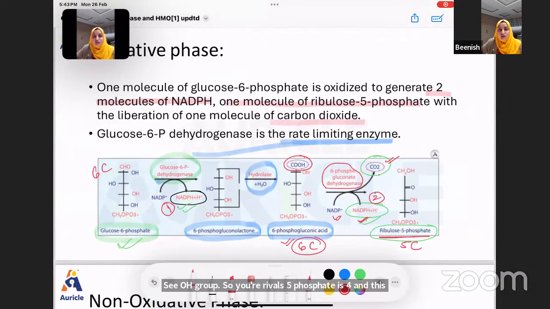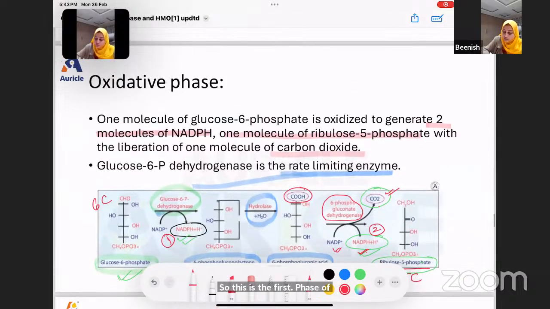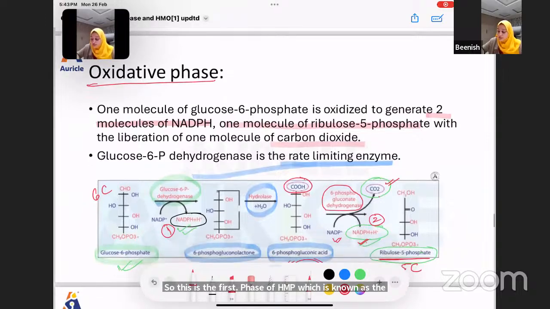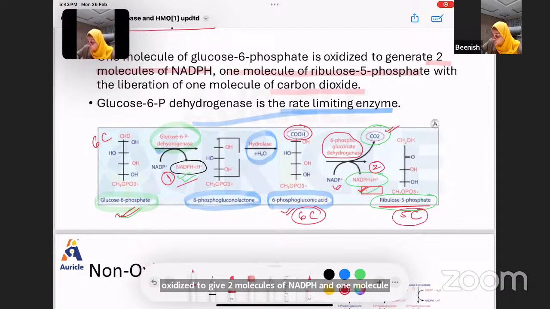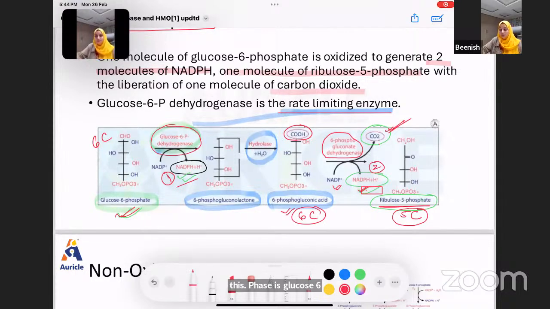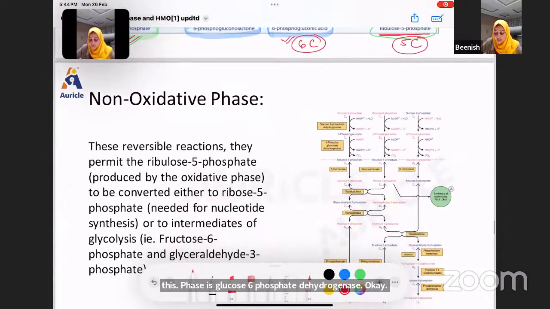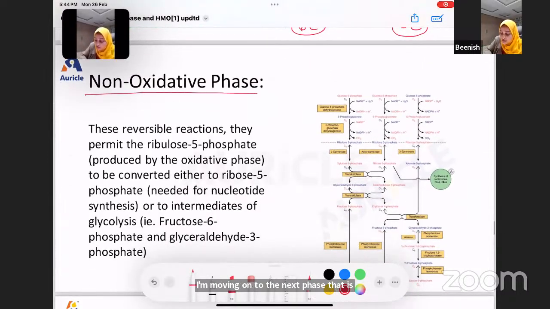So this is the first phase of HMP, which is known as the oxidative phase. It is irreversible. What happens in this is that one molecule of glucose 6-phosphate oxidizes to give two molecules of NADPH and one molecule of ribulose 5-phosphate with the liberation of one molecule of carbon dioxide. And the rate limiting enzyme of this phase is glucose 6-phosphate dehydrogenase. Okay. Now moving on to the next phase, that is the non-oxidative phase of HMP pathway. This includes reversible reactions.